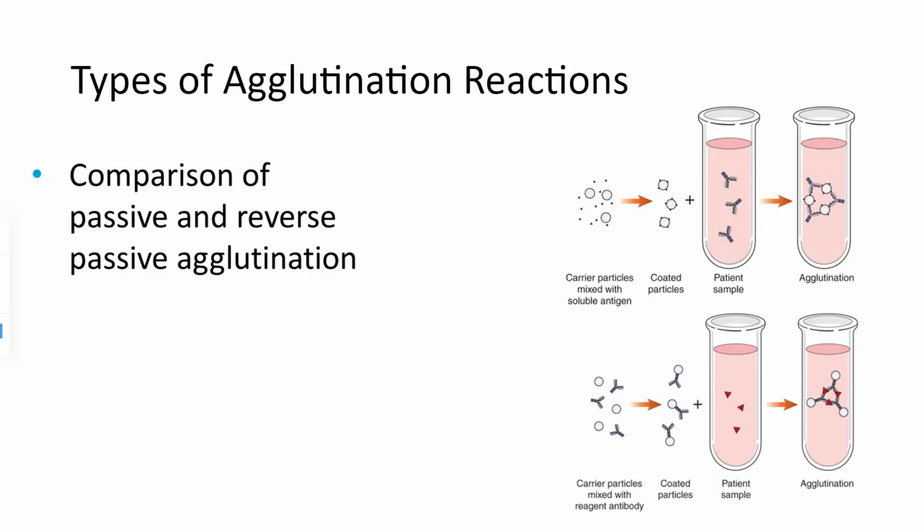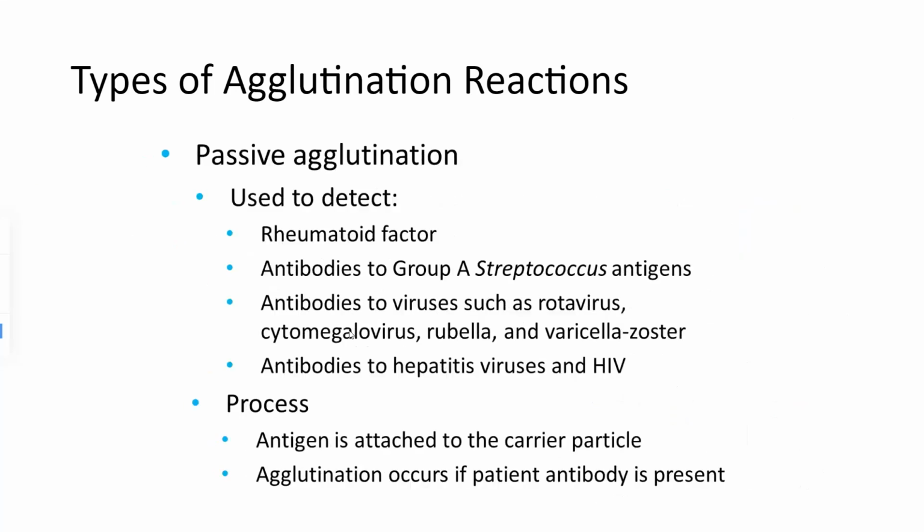So here's a comparison of the two. Starting out with passive. In passive, you have these carrier particles that are mixed with soluble antigen. That forms coated particles. Then you're going to add those coated particles to the patient sample. And if the patient sample has the antibodies in it, you're going to see agglutination happen. Patient sample having antibodies means that they've been exposed to one of these infections.